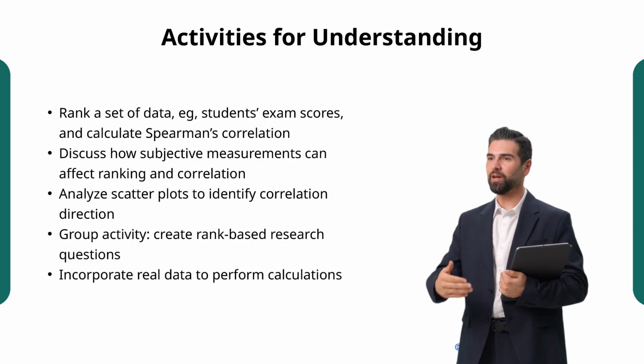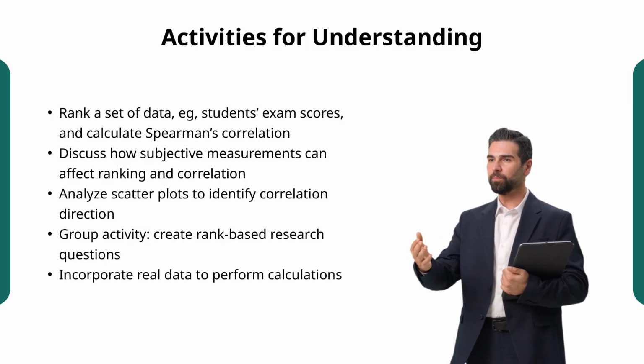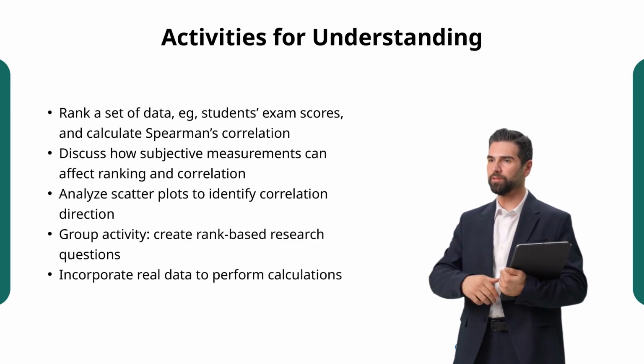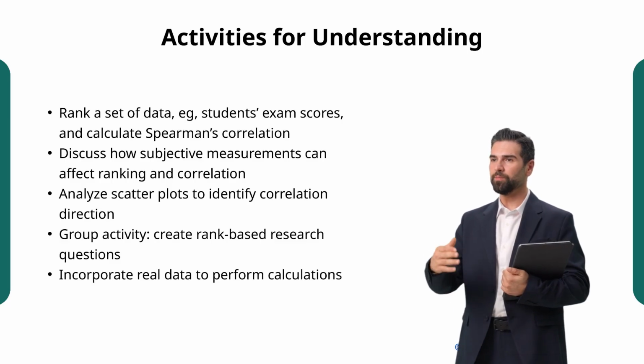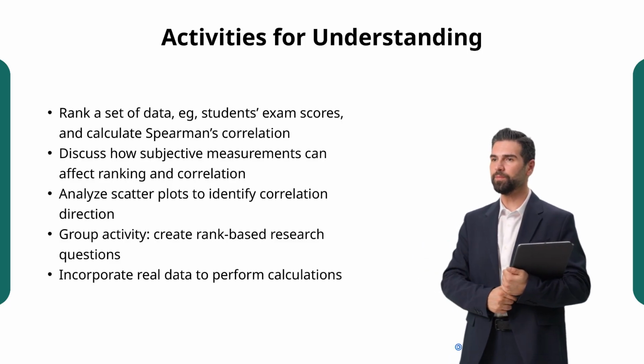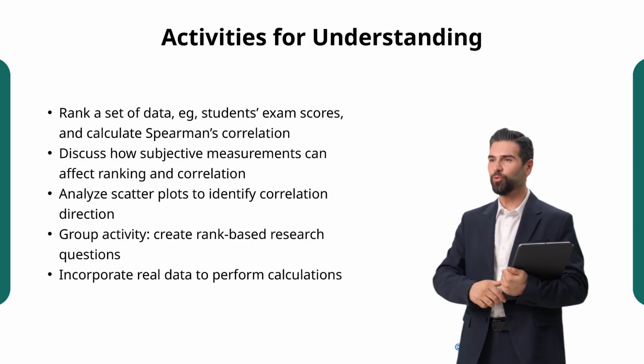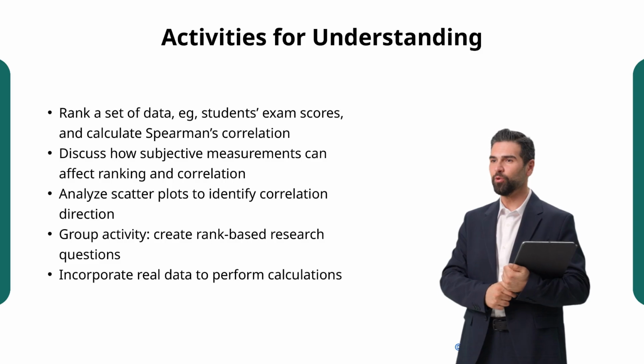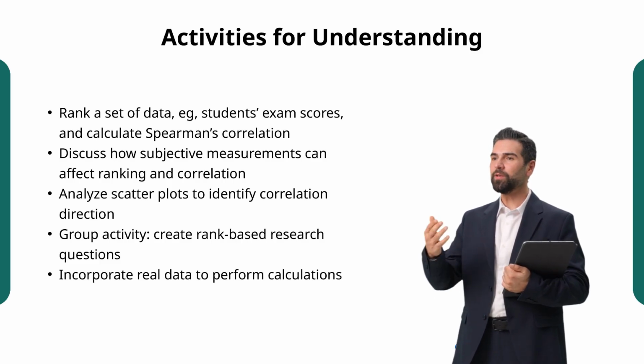To truly understand Spearman's rank correlation, let's engage in some hands-on activities first. Gather a set of data. Consider something relatable like students' exam scores. After ranking the scores, you can apply the previously discussed Spearman formula to calculate the coefficient. We could also take a moment to discuss the subjective factors that may affect our rankings. For example, in the beauty rankings, how might different cultures influence our perspectives? Alternatively, let's analyze scatter plots to identify directions of correlation based on our data samples.